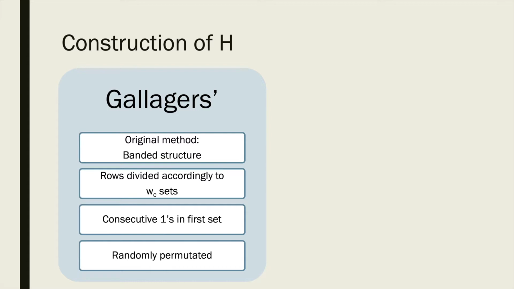The rows of the first set contain consecutive one entries from left to right over the column entries. For the remaining sets, non-zero entries are randomly permuted according to the first set's allocation. As a result, every column of H would have a one entry once in each set.